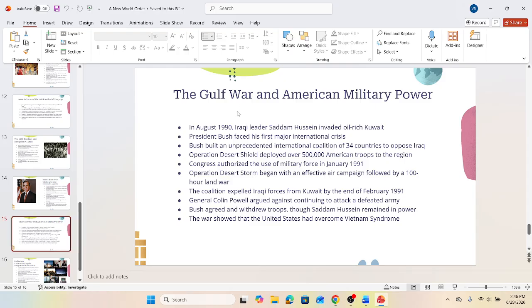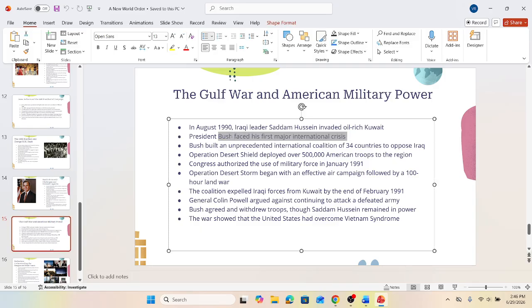Internationally, he faced his first international crisis with the Gulf War. In August of 1990, Iraqi leader Saddam Hussein invaded the oil-rich area of Kuwait. He built an unprecedented, or unheard of, international coalition of 34 countries to oppose Iraq. Operation Desert Shield deployed 500,000 American troops to the region, and Congress authorized the use of military force in 1991.